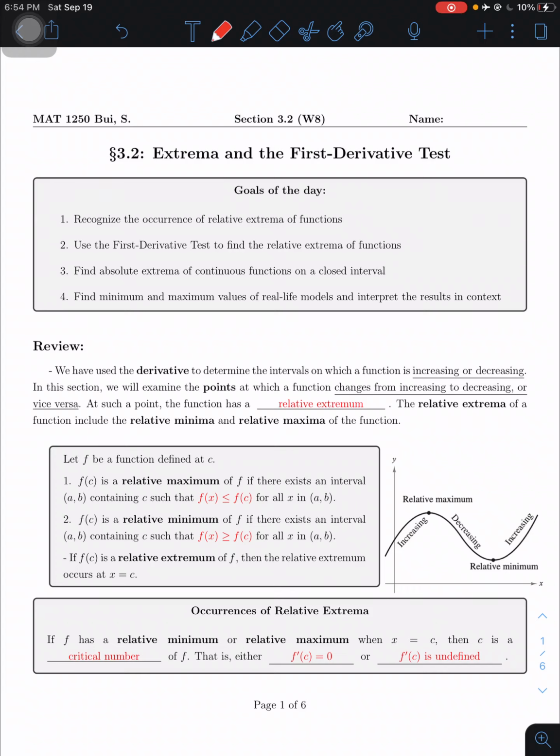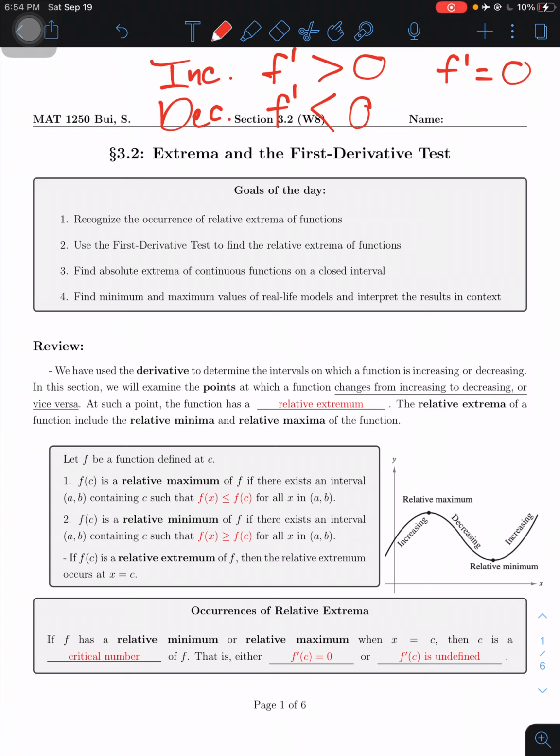Hey guys, last time in 3.1 we talked about increasing and decreasing intervals, right? And I told you guys for an increasing interval we will have the slope f'(x) being greater than 0, or being positive. For a decreasing interval we're going to have the slope being negative, right? And then two more cases: when the slope is either 0 or the slope is undefined, or doesn't exist. In these two cases, we're going to have the critical numbers or the critical values.